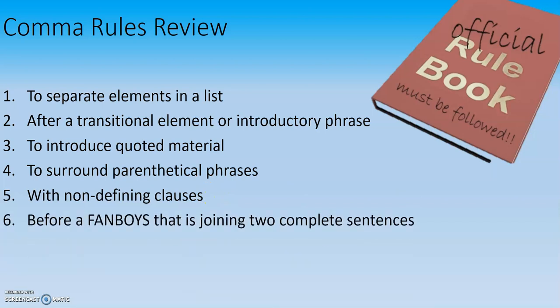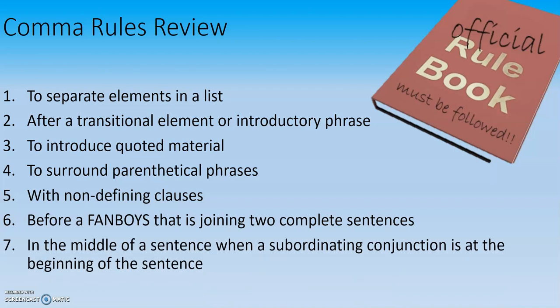Before a fanboys, when that fanboys is joining 2 complete sentences, and each sentence is completely independent with its own subject and verb. And you also use one in the middle of a sentence when that subordinating conjunction is at the beginning, but not if the subordinating conjunction is in the middle. And finally, between coordinate adjectives, adjectives that you could use the word and in between, because those adjectives function independently of each other and can exist in any order.